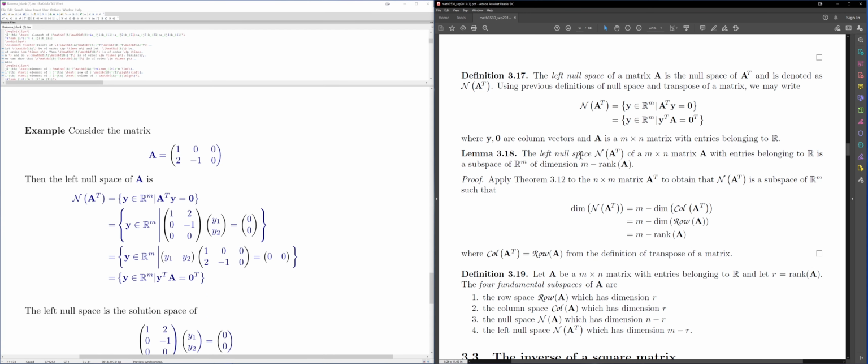Alright, so what I want to consider now is the left null space of a matrix. The left null space of a matrix A is simply this: you have matrix A, you take the transpose of it, A transpose, and then you take the null space of that. So let me remind you how you get the null space of a matrix. We did that in a previous lecture.